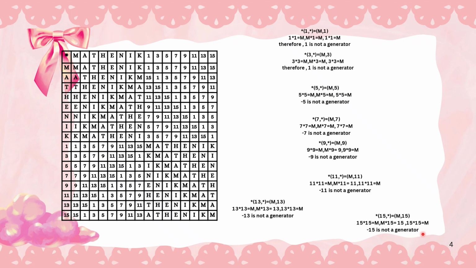While for the last subgroup, we have 15 operates by itself. So 15 operates 15 is equal to M, then M operates 15 is equal to 15, then 15 operates 15 is equal to M. Therefore, 15 is not a generator.